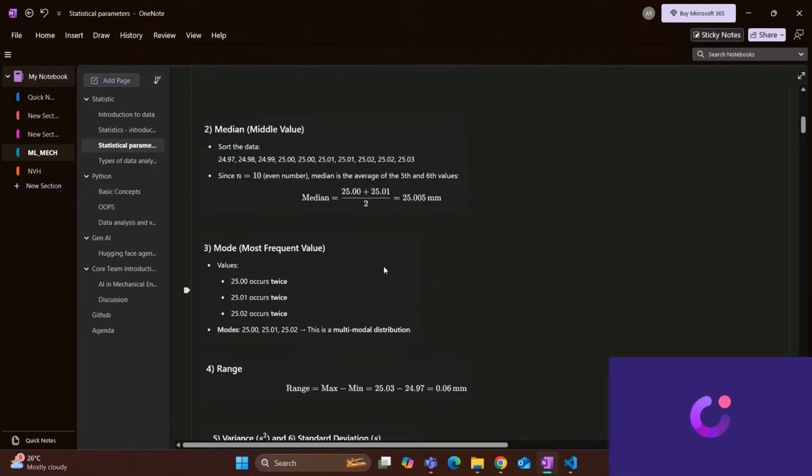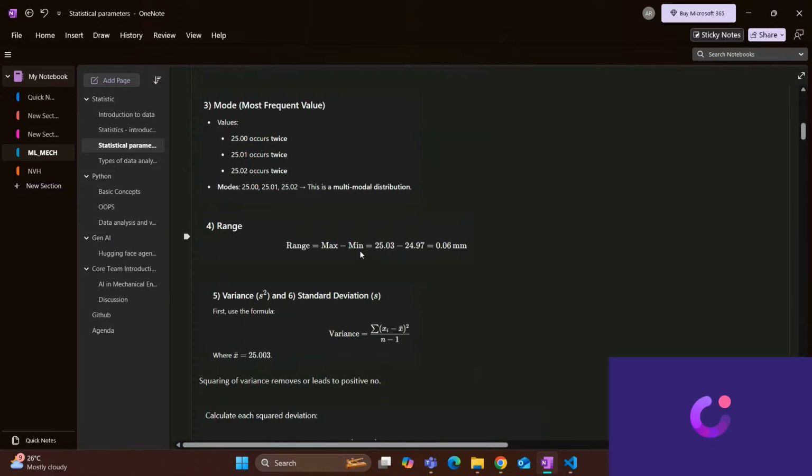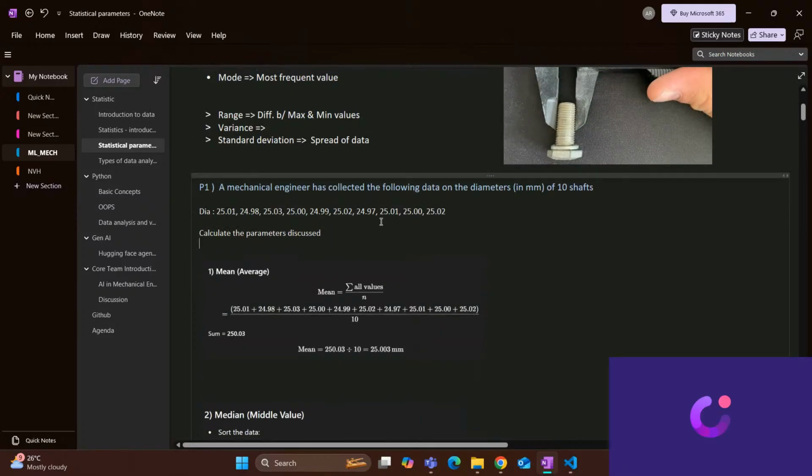And mode is the most frequently occurring value, the value which keeps repeating, counting how many times a single value has been repeated. Coming to range, it is the difference between the max value and the min value in a particular data set, which is given here.